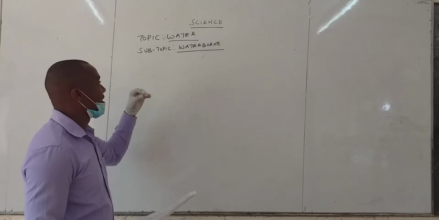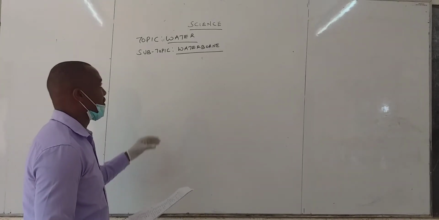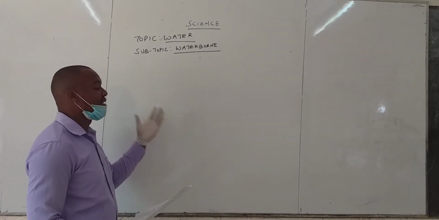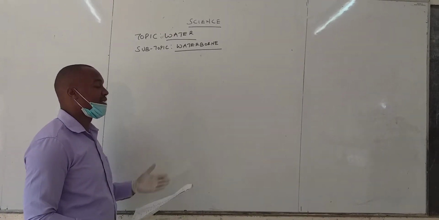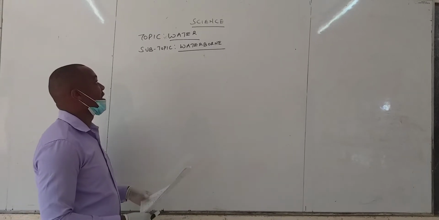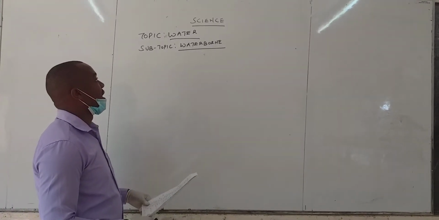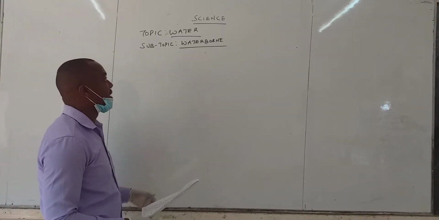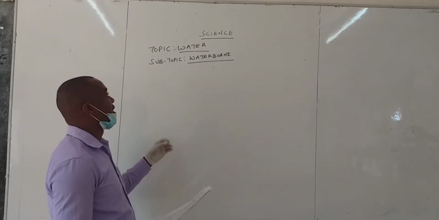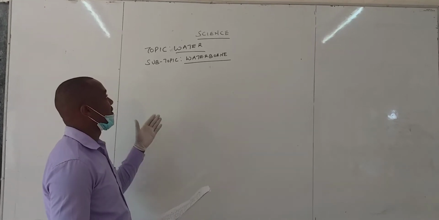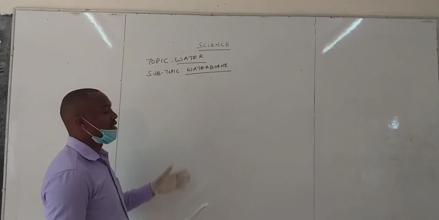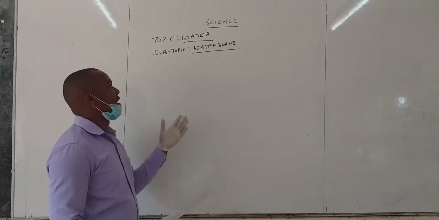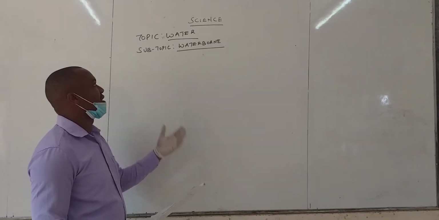But before we look at the subtopic of what our lesson today is to discuss, we have to get back and know what this water is. Water is a colorless liquid, and it is found in so many ways. You can find water in oceans, lakes, springs, wells, dams, and rivers. Those are other sources of water.